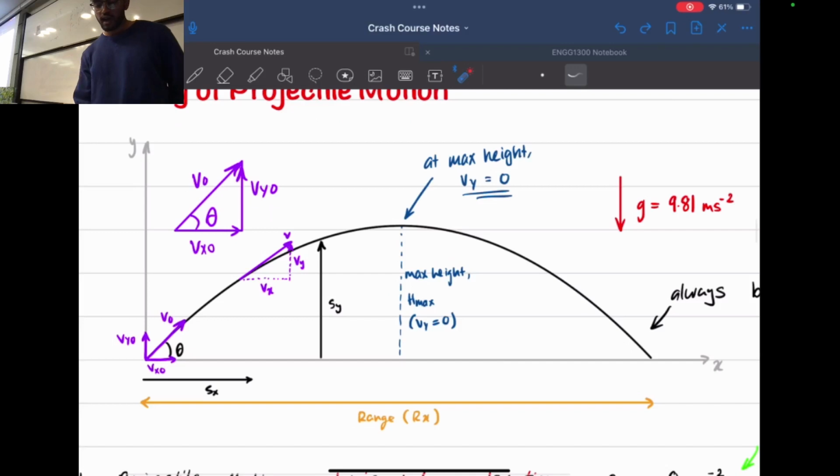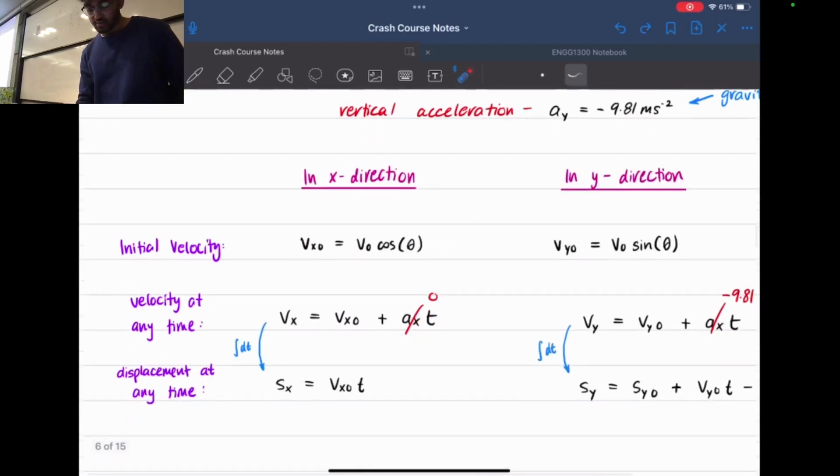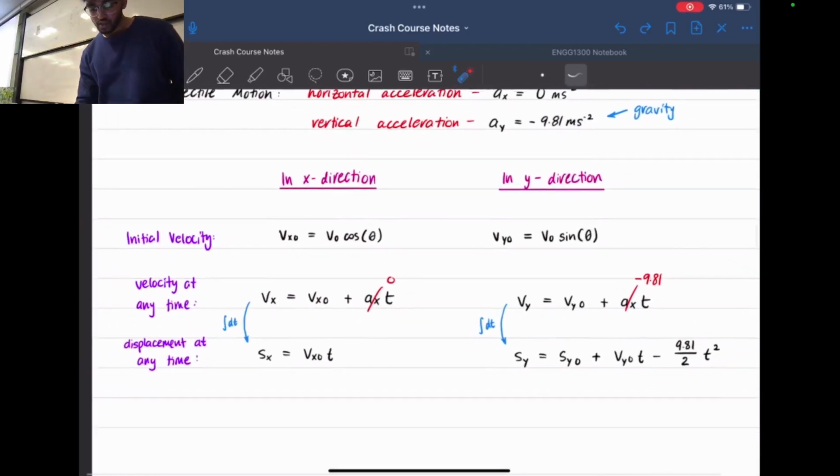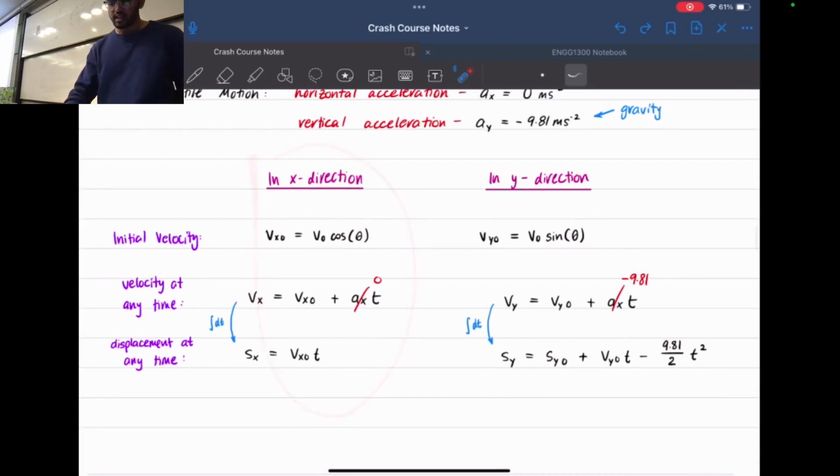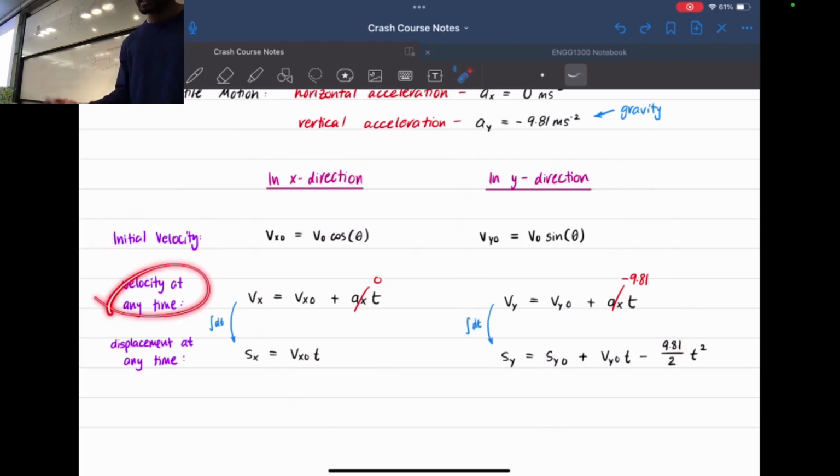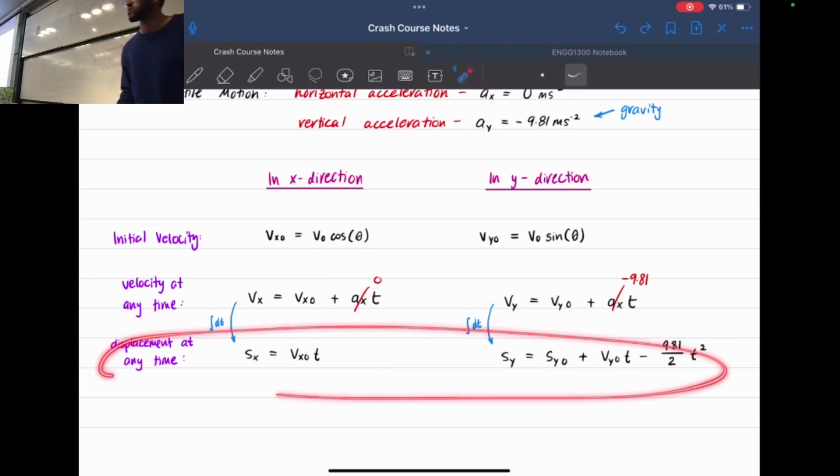One more thing to note: at the peak height, the vertical velocity will be 0. Okay? The reason for that, I'll go through in just a sec. I've got a table here I want you guys to copy down. So I've got the x direction and the y direction, and different quantities. I've got initial velocity, velocity at any time point t, and displacement at any time point. Okay?